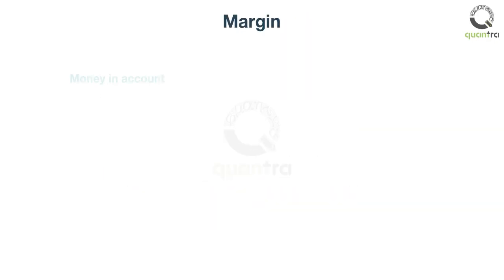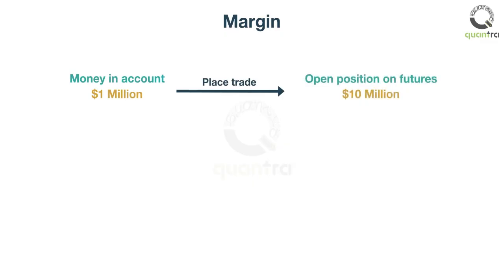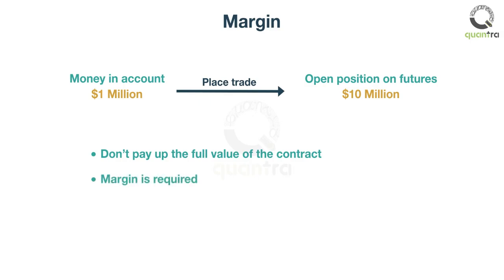Margin. When you open a position in a futures contract, long or short, you need to have sufficient margin on your account. You don't pay up the full value of the contract, as you would do with stocks for instance, but a certain margin is required to ensure that you can make good on your obligations. Always make sure that you have enough money on your account to cover not only the margin but also an adverse move. You need to maintain a certain minimum margin on your account at all times, or you risk having your position shut down for you.